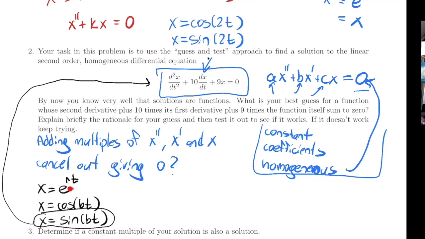So it makes sense that e to the rt seems possible here, because every time I take a derivative of e to the rt, I get back another exponential that has the same power, right? I get back a multiple of this. So if I take first, second, and zeroth derivatives of this and add them together, they're all going to be multiples of e to the rt. And so if I pick the right value for r, that's going to cause all of these things to cancel out just so. Does anyone have one possible solution for this one?